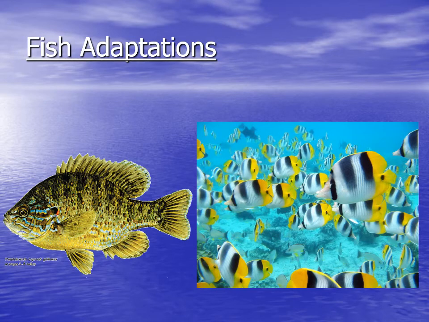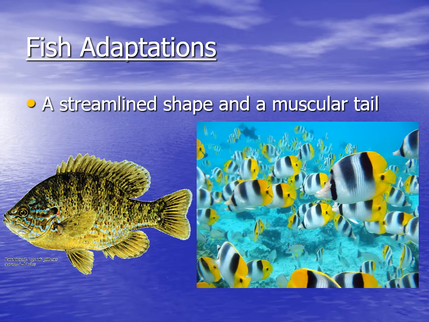Another big adaptation that occurred in fish was a very streamlined shape and a muscular tail. So this allowed them to swim much more quickly than things that existed before them. So this means that they could, one, get away from predators at a faster rate, so that increased their survival. They could swim long distances, go to different parts of the ocean, and they could also, especially some of the bigger fish, be able to swim fast to catch their prey. So those are very important adaptations.